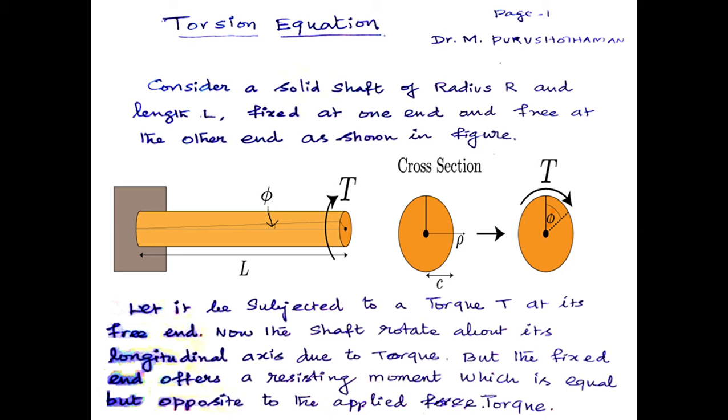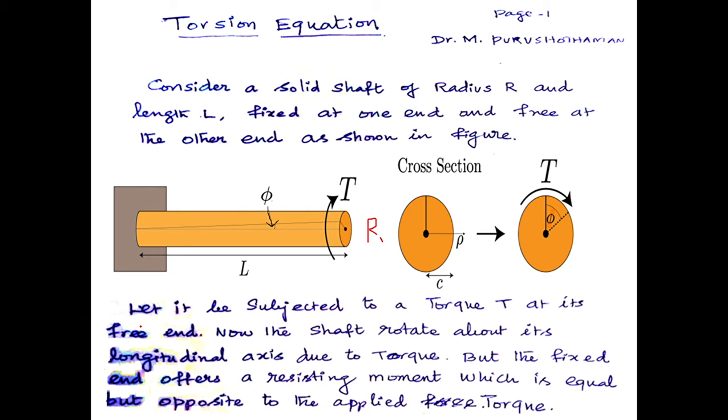Already we know the torsion equation. Now the derivation for the torsion equation. Consider a solid shaft of radius R and length L. The shaft is considered fixed at one end and free at the other end, that is a cantilever, as shown in the figure.